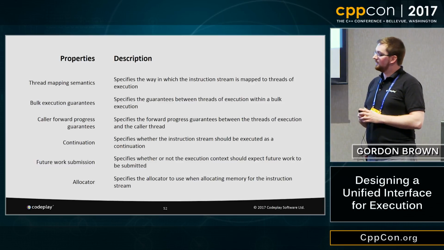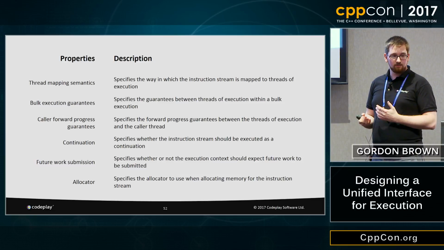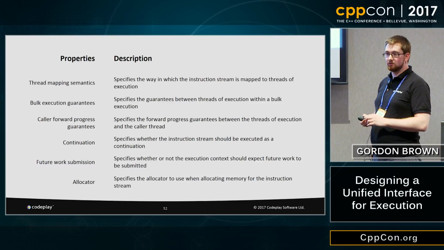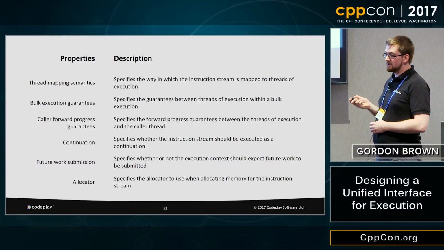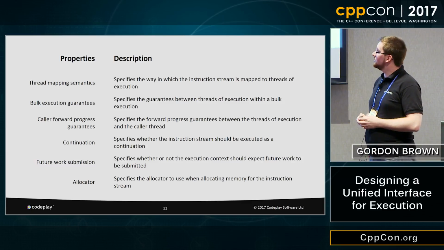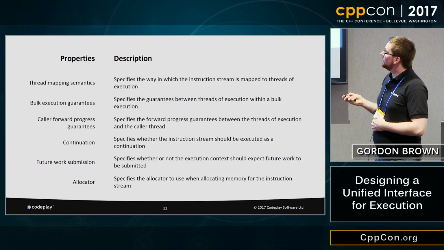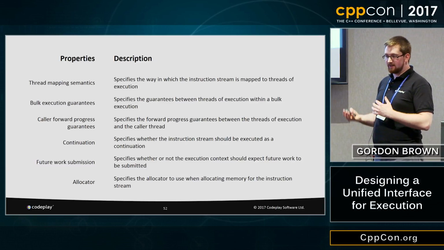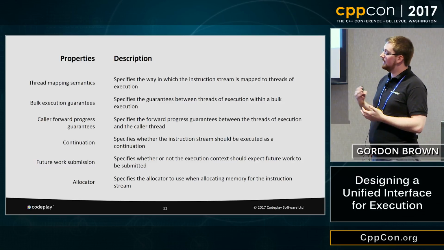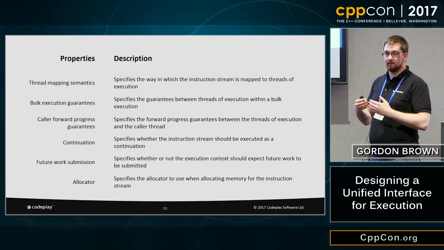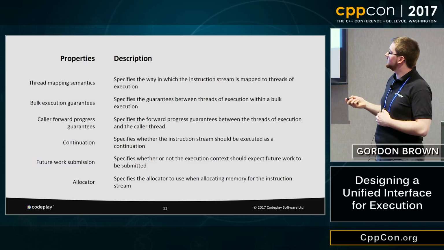The bulk execution guarantees. If you're familiar with the parallel algorithms, these essentially reflect the properties of the execution policies: unsequenced, sequenced, and parallel. Essentially this is what this property specifies, so that guarantees the relationship between the execution agents. Caller forward progress is a property that essentially describes the forward progress guarantees between the caller thread and the execution agents that are being launched. And this can be quite important for guaranteeing when the function is executed.